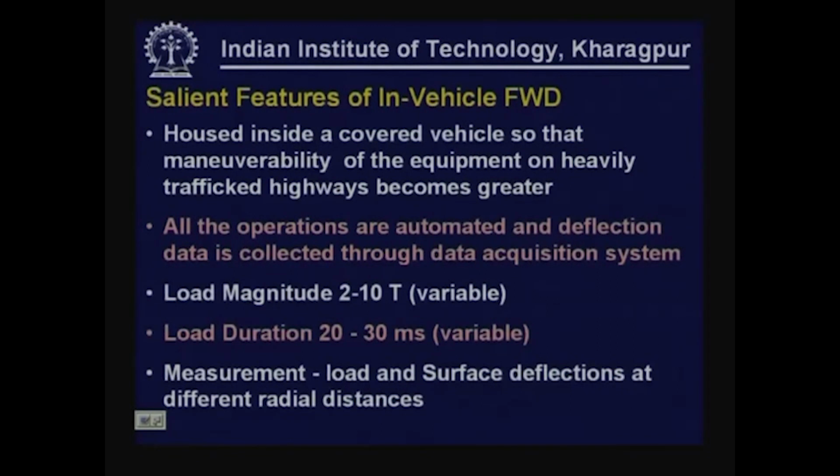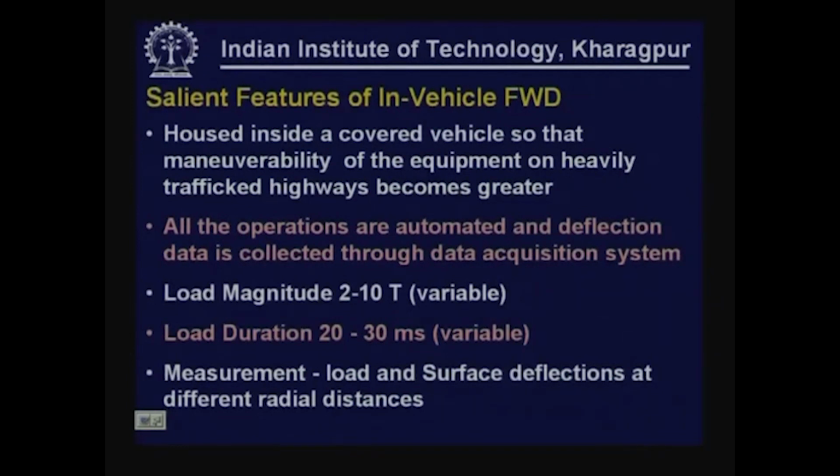The salient features of this in vehicle falling weight deflectometer are: it is housed inside a covered vehicle so that maneuverability of the equipment on heavily trafficked highways becomes greater. All the operations are automated and deflection data is collected through a data acquisition system.